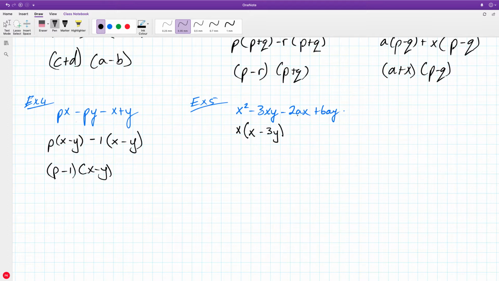Julianne, what does minus 2ax and plus 6ay have in common? Minus 2a. Right, we'll try minus 2a. What do you multiply by minus 2a to get minus 2ax? Good stuff. And what do you multiply by minus 2a to get plus 6ay? Minus 3y. Grace, how do we know we're right? Perfect.